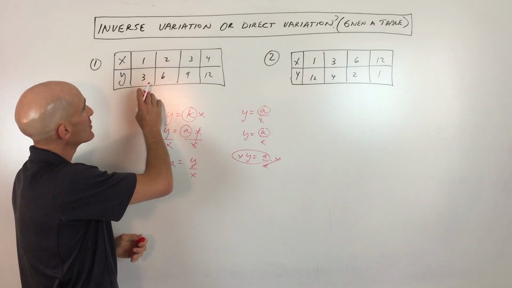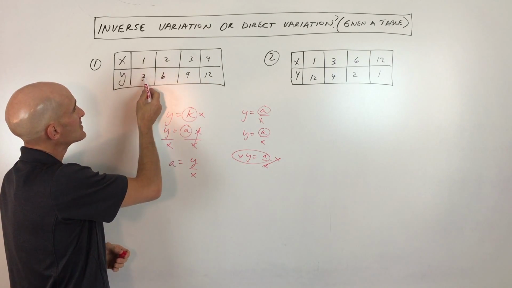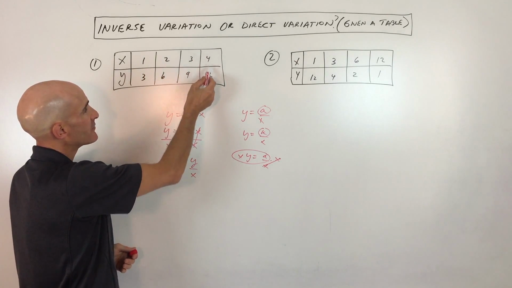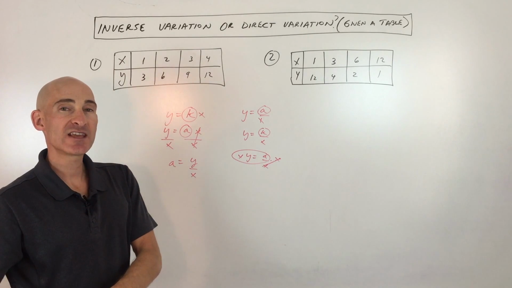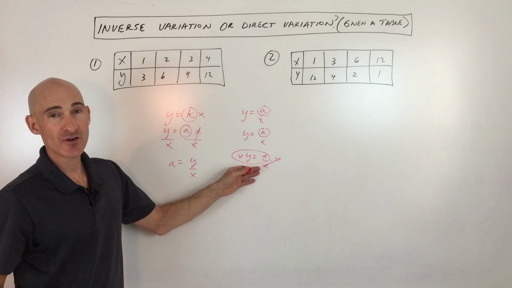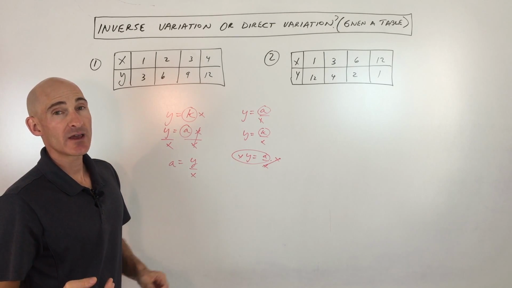So first thing we're going to do here is let's see if we multiply. If we multiply the x and y's together, you see how we get 3, 12, 3 times 9 is 27, 4 times 12 is 48. We're not getting the same quantity each time, so that tells us that it's not going to be an inverse variation equation. Let's try dividing.